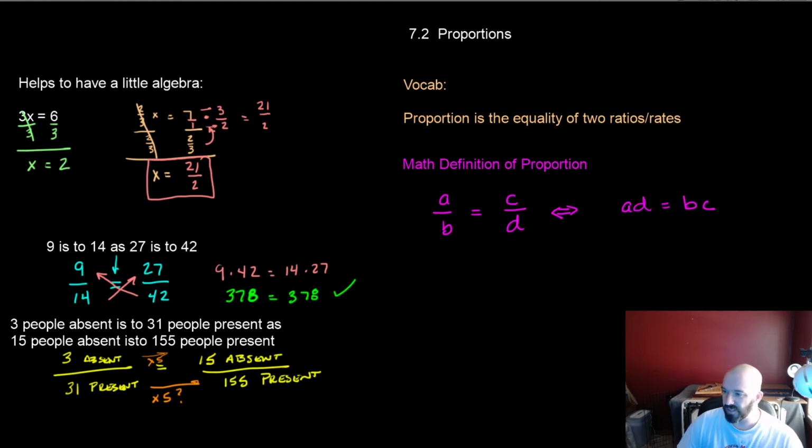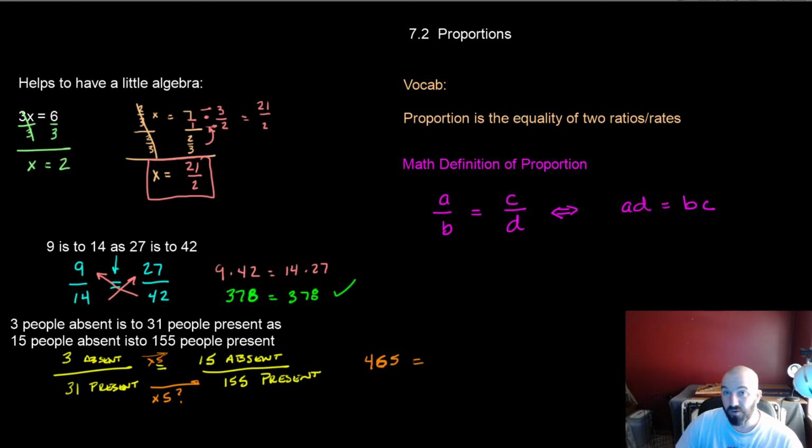So 31 times 5 is, well, 30 times 5 is 150. 1 times 5 is 5, and 150 plus 5 is in fact 155. So if I were to multiply this all out, that's 465.